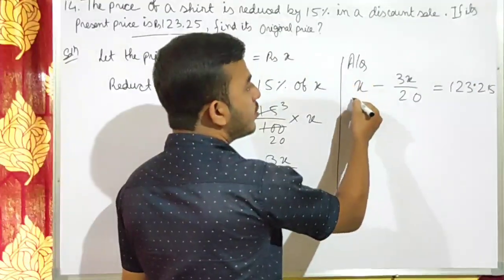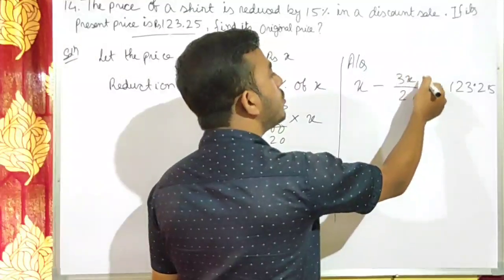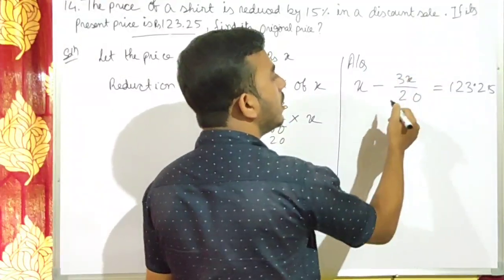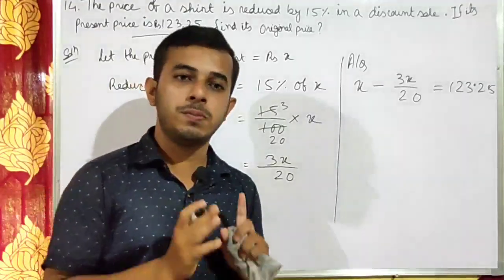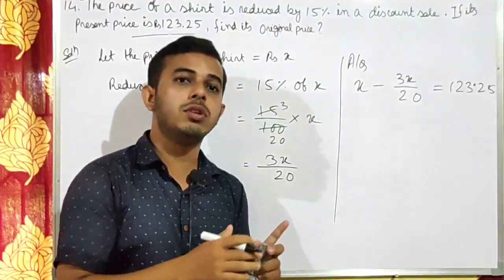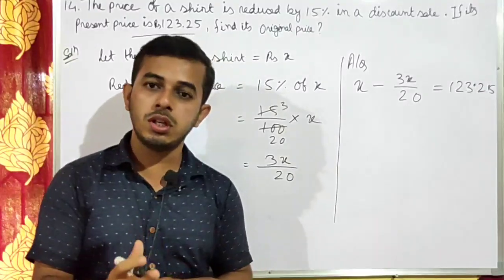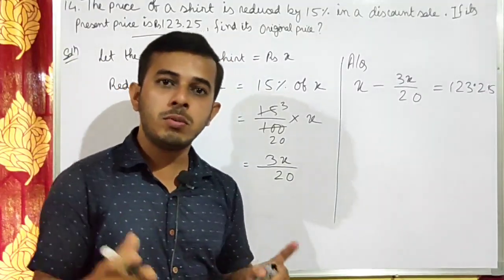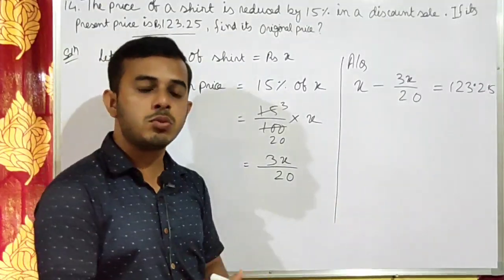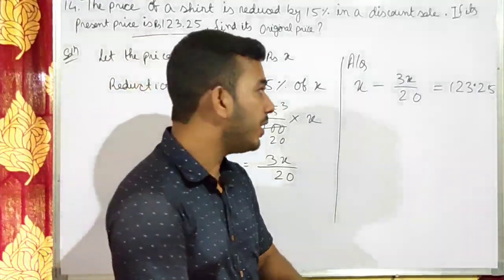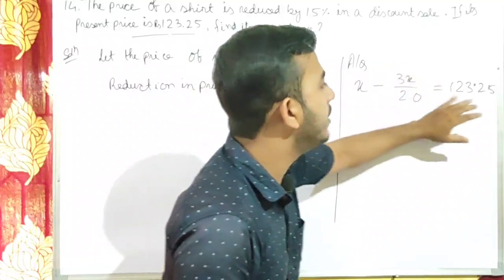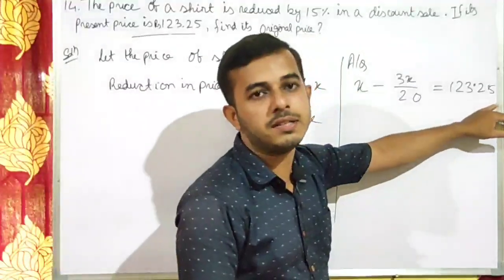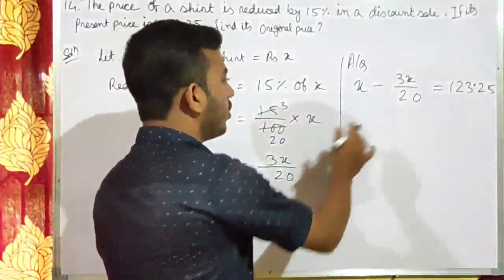Our original price was rupees X, then we have reduced 15%, that is 3X by 20. For example, if the original price is rupees 100 and we reduce rupees 20, the net price will be 100 minus 20, which is 80. So consider this is our original price, this is our reduction, and this is our present price. Clear?